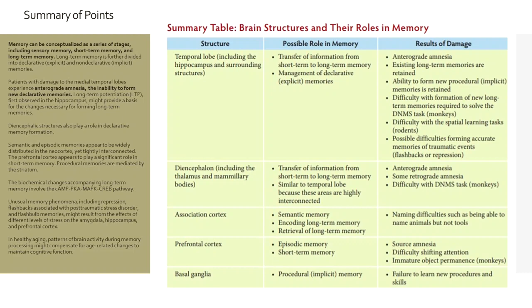Okay. These are the parts responsible for memory. We have the diencephalon. They transfer information from short-term to long-term. Association cortex, no, and this helps encode long-term memory and retrieve long-term memory. We also have the prefrontal cortex. These are responsible for episodic memory and short-term memory. And we also have the basal ganglia. This is involved in procedural or implicit memory. Okay.